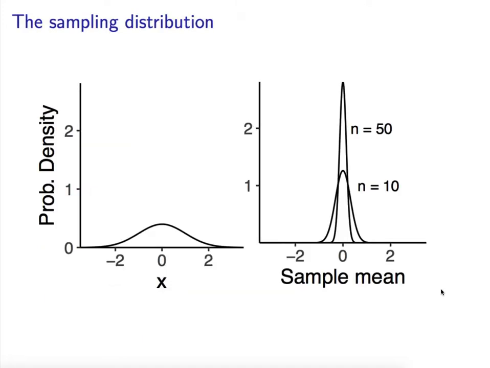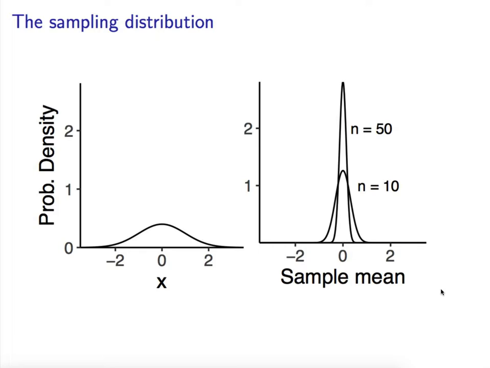So when we put the central limit theorem together with the law of large numbers, we get this very nice result. Here on the left, we have the underlying distribution of x. This is, again, a standard normal distribution. On the right, we have the sampling distribution of the sample mean, given a couple different sample sizes.